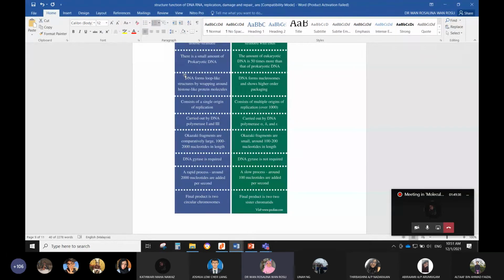DNA gyrase is required for prokaryotes. It has the same function, more or less, as topoisomerase. For prokaryotes, it's a very rapid process because it is a small genome, and the polymerases are much more efficient. The final product for prokaryotes will be 2 circular chromosomes, and for eukaryotes, it has 2 sister chromatids.